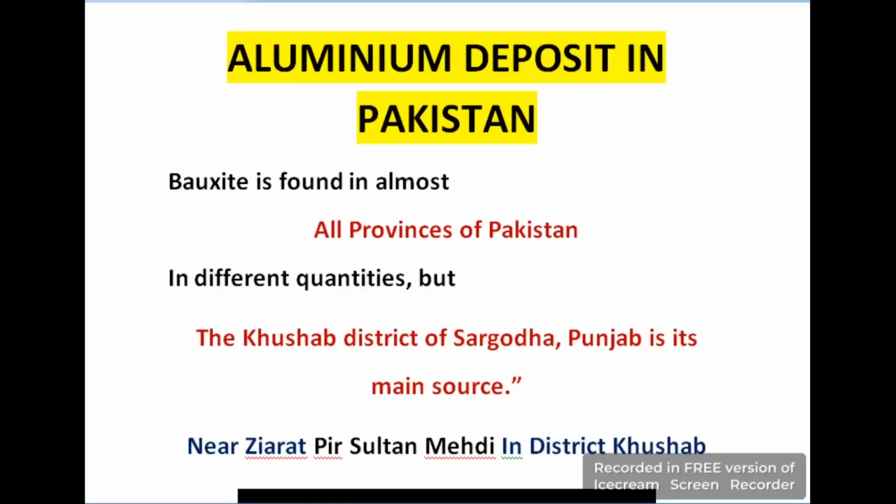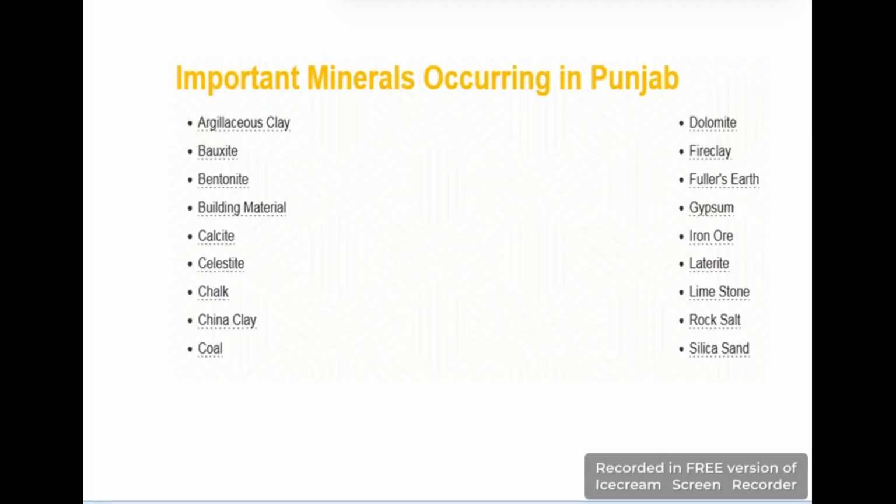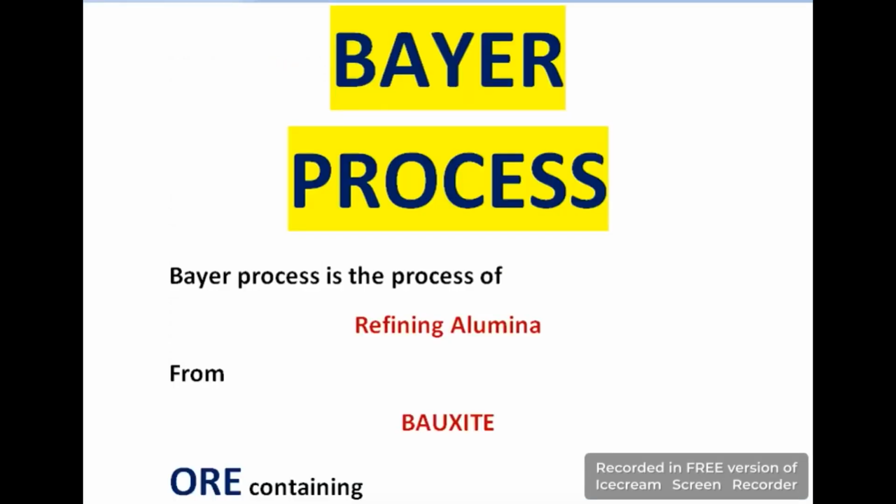We take an overlook of aluminium deposits in Pakistan. Bauxite is present in all provinces of Pakistan, but its main source is in Punjab, district Khushab, in an affiliated valley which is called Soon Valley, and the location of these deposits is near Ziyarat Pir Sultan Mehdi. You can see the picture of that Ziyarat. In this chart, you can see all the mineral deposits which are located in Punjab, and at second number, bauxite is also available.